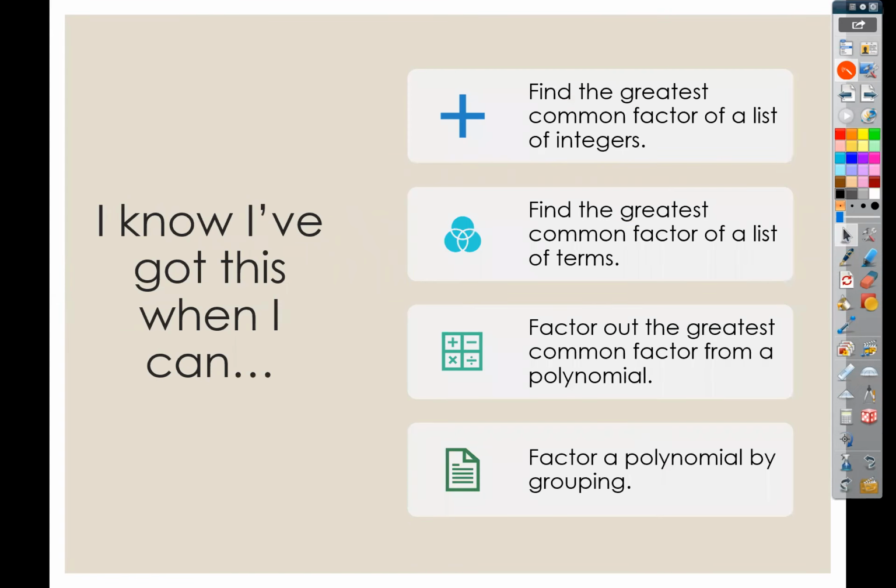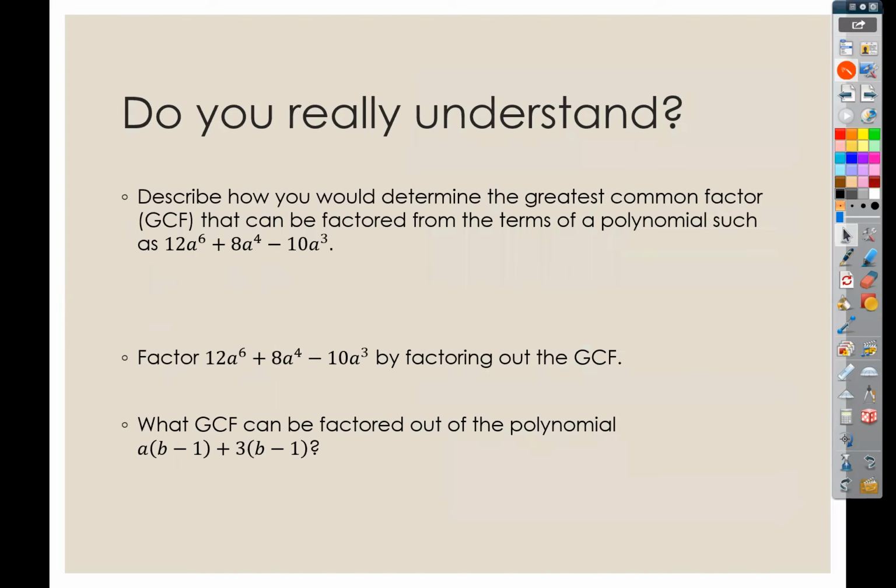All right, so I know I've got this when I can find the greatest common factor of a list of integers, find the greatest common factor of a list of terms, factor out the greatest common factor from a polynomial, and factor a polynomial by grouping. Do you really understand though? Describe how you would determine the greatest common factor that can be factored from the terms of a polynomial, such as 12a to the 6th plus 8a to the 4th minus 10a cubed.